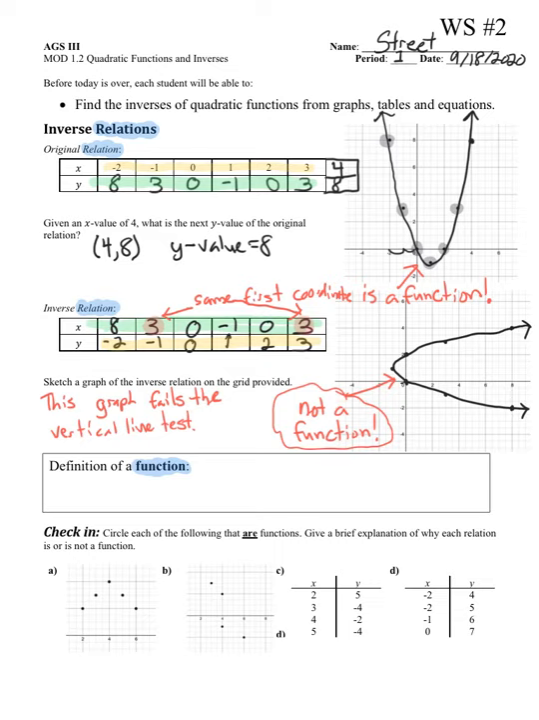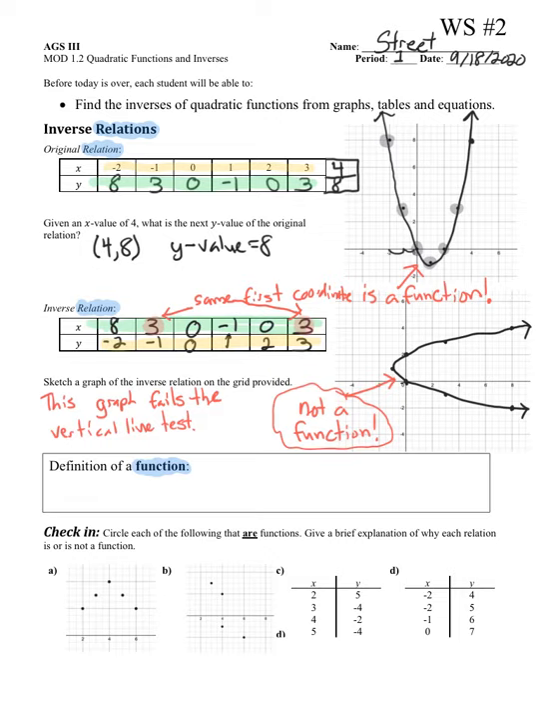If you're graphing, I love the visual because you can see that vertical line test is going to fail. But if you're looking at a table and they have the same x values, the same first coordinate, then it's not a function. But notice if they have the same y values, like the original relation, then that one is a function. So it's got to be the x values that are the same to prove that it's not a function.